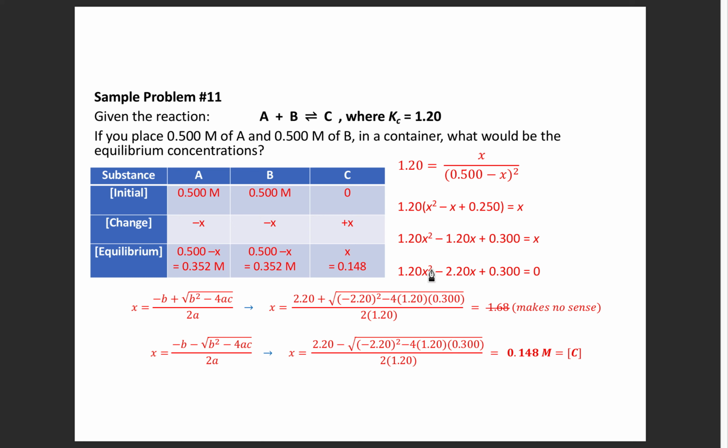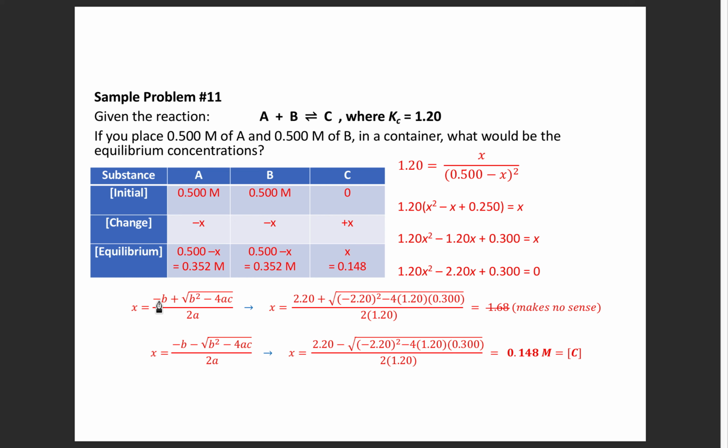Now we have our setup where we can use the quadratic formula. So this would represent your A, right, over here. This represents your B, and this represents your C. This would be your C in the formula. Okay, so let's take a look at the quadratic formula. So this is kind of how it's all set up.